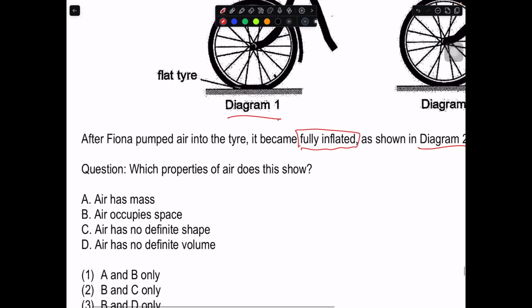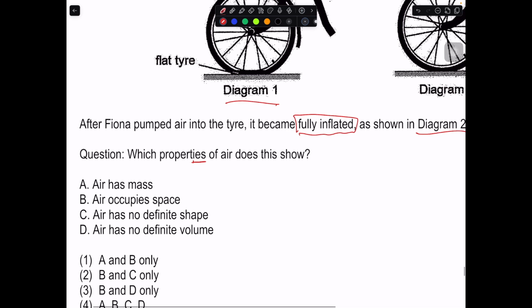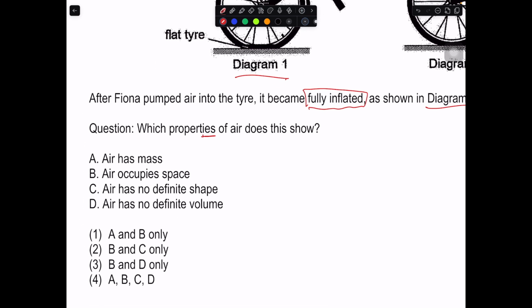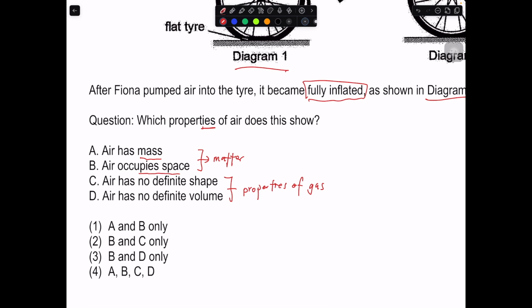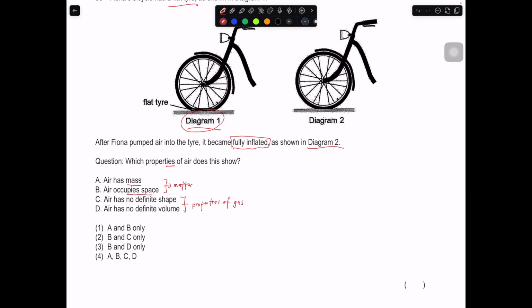Which properties, it's plural, that means there's more than one property of air, does this show? So you have four main properties of air: has mass, occupies space. This is trying to tell you that air is matter. Then other than that, you have the properties of gases: no definite volume, no definite shape. So between these four properties, you have to choose the ones that best fit into 1 and 2.